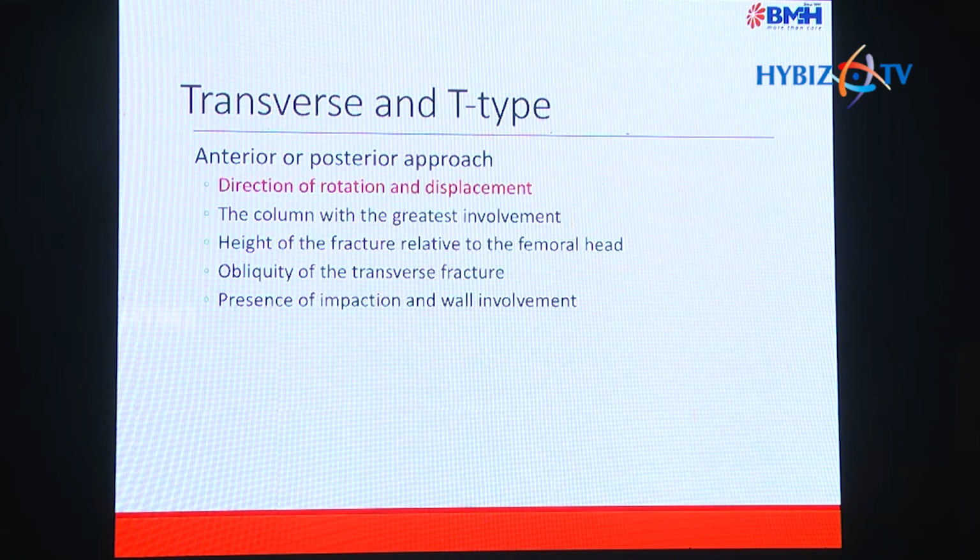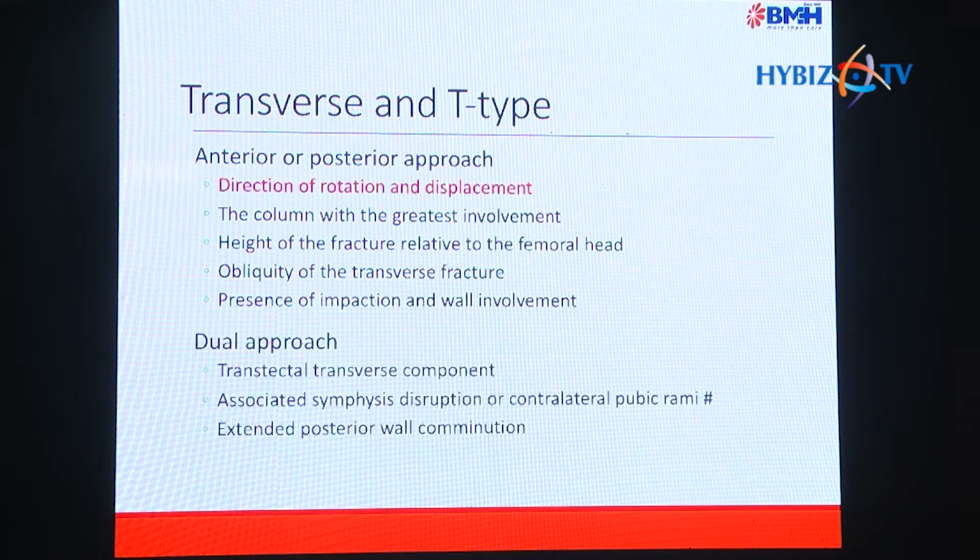Also consider the presence of impaction and wall fragments. If there is an anterior column fracture with posterior impaction, it is better to go for a posterior approach. Transtectal fractures are very difficult to reduce to get an anatomic reduction. In such cases, I think it is preferable to go for a dual approach, or when it is associated with a symphysis pubis disruption, a condylar pubic fracture, or an extended posterior wall combination.